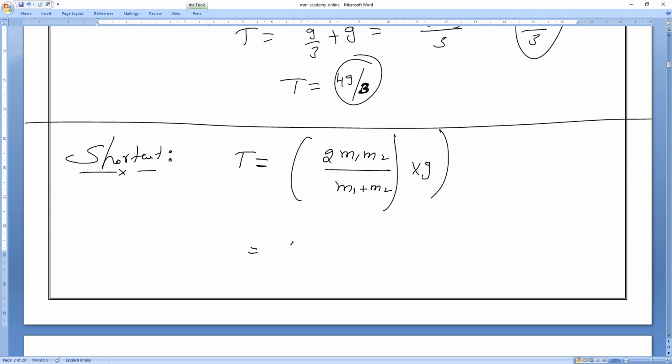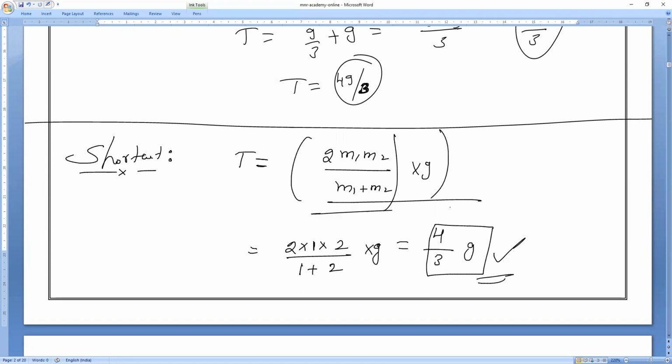So if you want to substitute it, 2 into, what is the mass of the body? 1 into, mass of the other body is 2, divided by 1 plus 2, into g. Okay, everybody. So do it. 2 into 2 is how much? 4. 4g by 3. Which is 4g divided by 3 is the answer. That is a shortcut formula. Please remember. Clear, everybody? All of you? Yes, sir. Right. So please finish it.